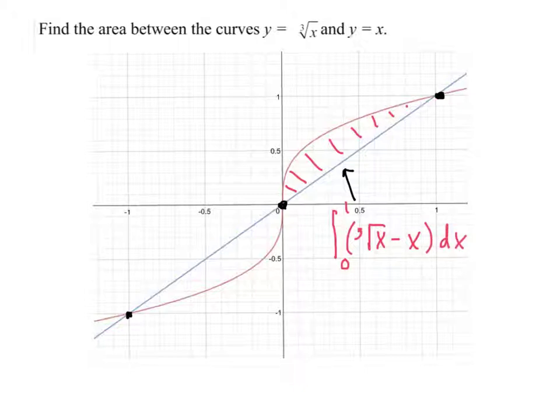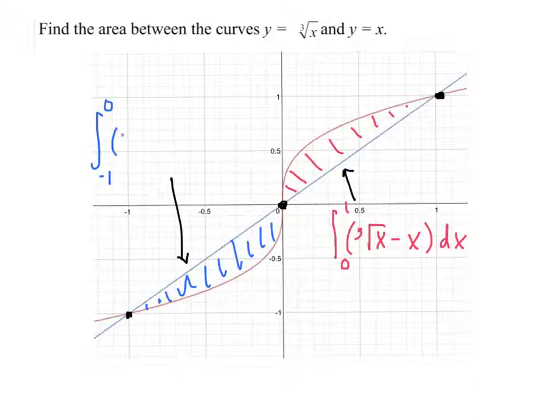Now, for this other piece, right here, I'll do this in blue, I would integrate from -1 to 0 x minus the cube root of x dx. Now, I can do this pretty easily. I'm going to leave myself some room for work. I just want to talk, first of all, about why you couldn't do it in one integral.